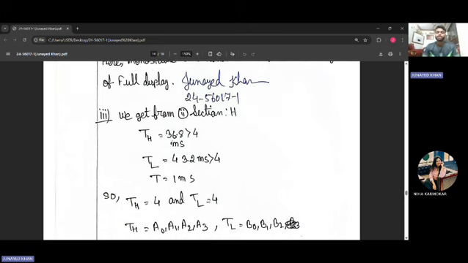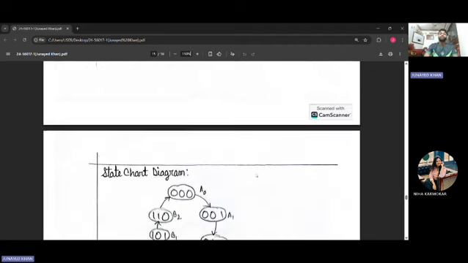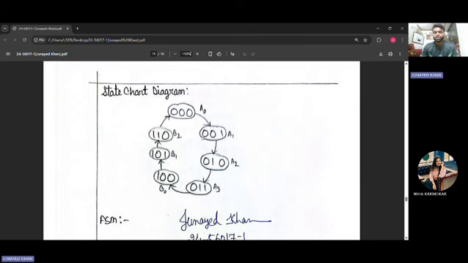The third question we get from section 2: T_H equal to 36.8, which is greater than 4 milliseconds, and T_L equal to 43.2 is also greater than 4, and T equal to 1 millisecond. Okay, T_H equal to 4 and T_L equal to 4. Assume T_H equal to A0, A1, A2, A3, and T_L equal to B0, B1, and B2. The state diagram is 000, 001, 010, 011, 100, 101, 110. Synchronously, we will assume it will be in A0, A1, A2, A3, B0, B1, and B2.